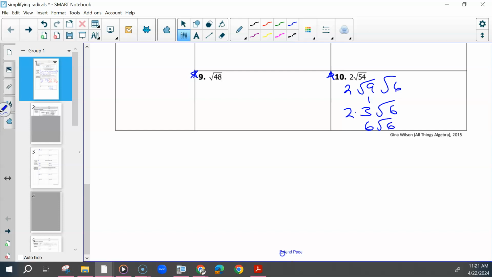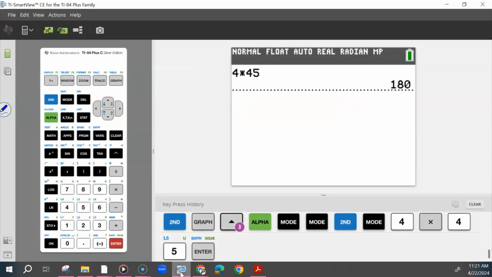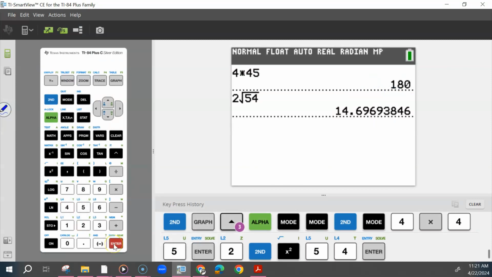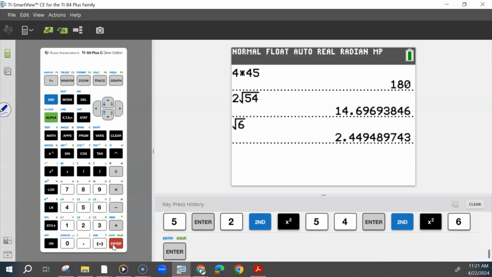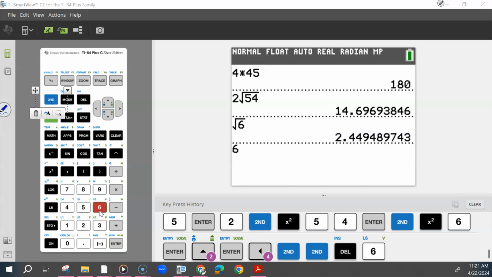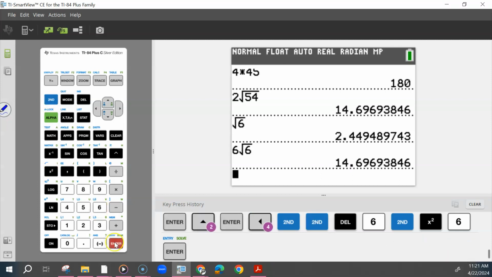For any of these, you can check them in Desmos or the calculator. I'll use this one, but then I'll do others if you ask. If I put in 2 times the square root of 54, and 6 times the square root of 6, except that's not what I put in. Then we see that they match, and that's a good way to check this out.